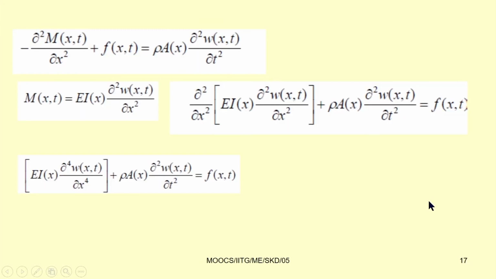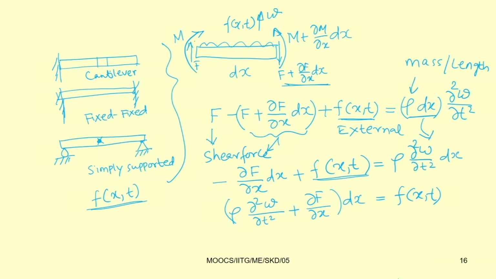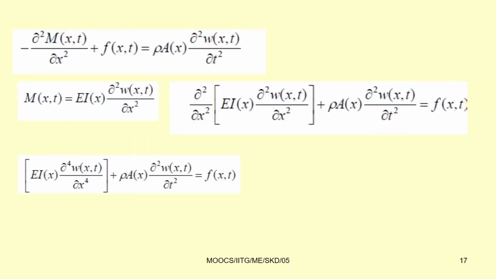Similarly, you can take the moment also. So let us take the moment about this axis. Let this be your y axis and this the x axis; this thing you have taken along x, this is along y. So you can write the moment equation. The moment equation will be: if we take M, then M minus M plus del M by del x into dx. So we are taking the moment.